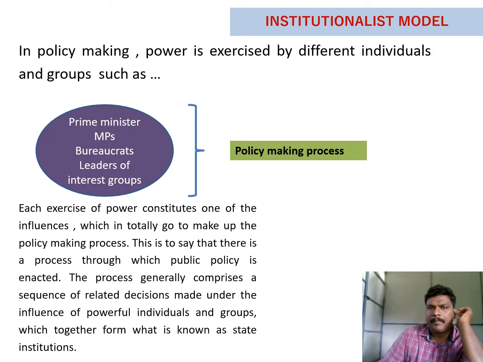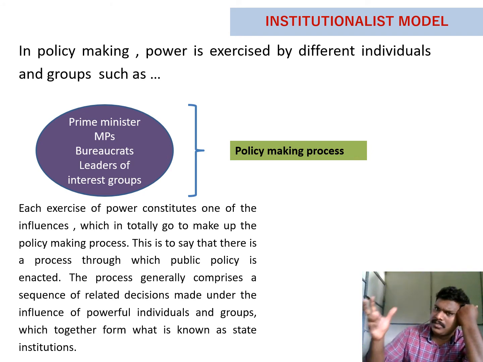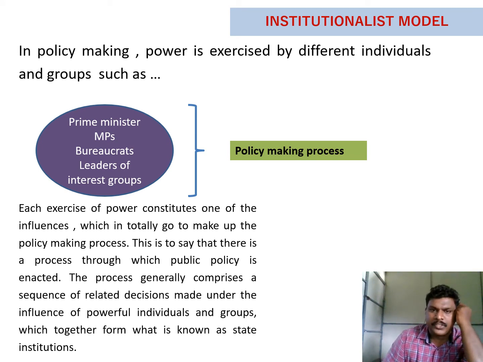In policy making, power is exercised by different individuals and groups. In the decision making system we can see cabinet ministers, prime ministers, MPs, bureaucrats, leaders of interest groups. All these categories of people have power in the policy making process. Each exercise of power constitutes one of the influences which together make up the policy making process. This is to say that there is a process through which public policy is enacted.